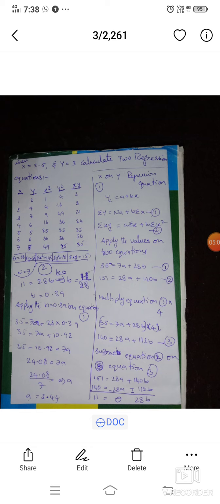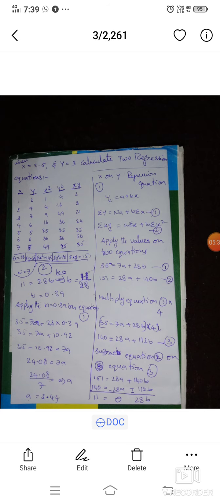24.08 is equal to 35 minus 10.92. The answer is 24.08 is equal to 7a. 24.08 divided by 7, it separates 8. It's called cross multiplication. Cross multiplication in a. That is 24.08 divided by 7 is equal to a. The a value is 3.44.